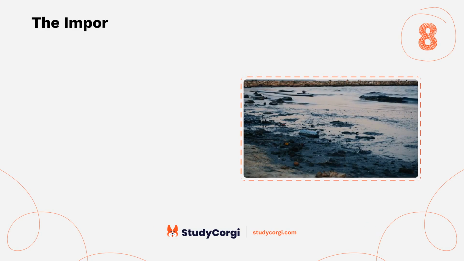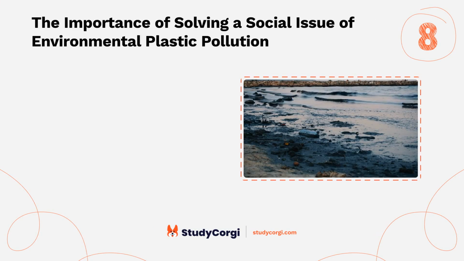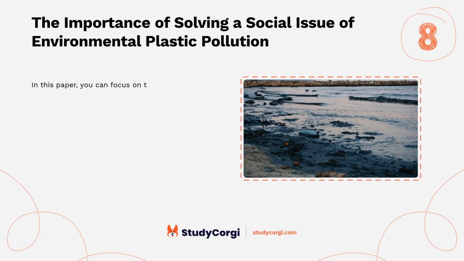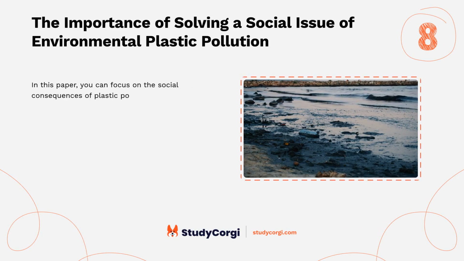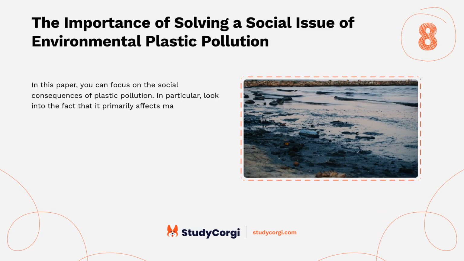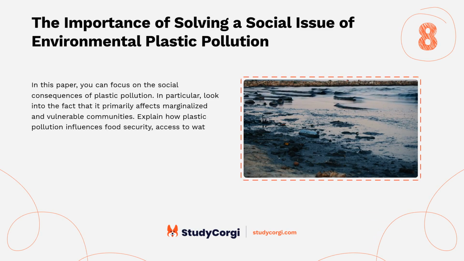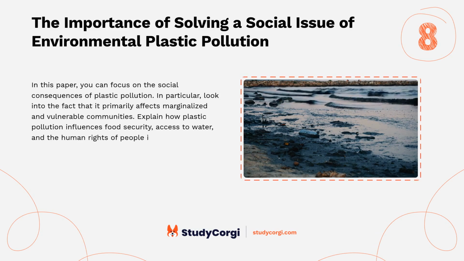The importance of solving a social issue of environmental plastic pollution. In this paper, you can focus on the social consequences of plastic pollution. In particular, look into the fact that it primarily affects marginalized and vulnerable communities. Explain how plastic pollution influences food security, access to water, and the human rights of people in these communities.